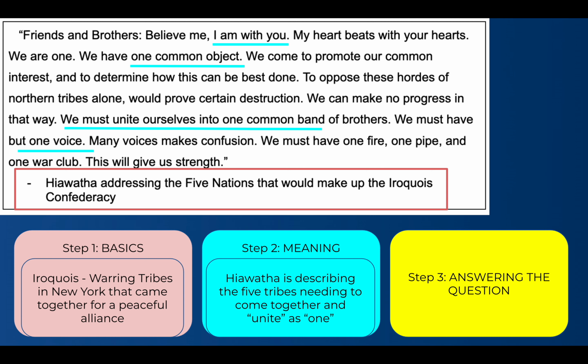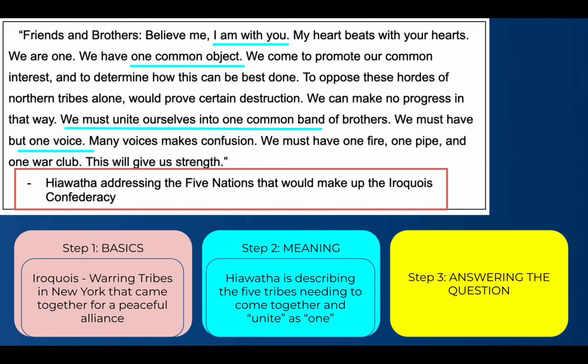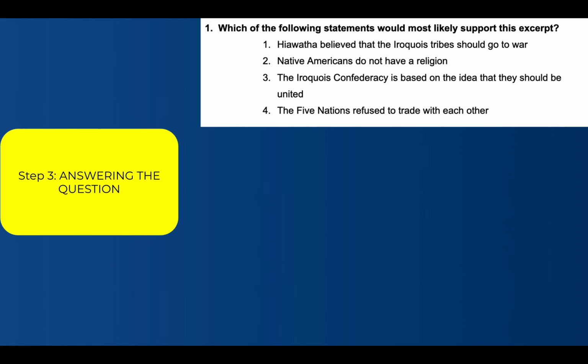And then step 3 is answering whatever question it's giving you. So it might give you a multiple choice. Which of the following statements would likely support this excerpt? This excerpt about uniting as one. So we go through. Hiawatha believed that they should go to war? Definitely not. Native Americans do not have a religion? Definitely not. 5 nations refused to trade with each other? Definitely not. None of that is what Hiawatha is talking about. He's talking about unity.